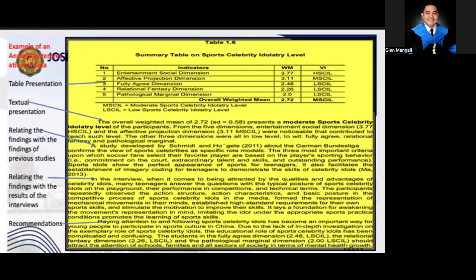After stating the facts in the textual presentation, you need to relate the findings with the findings of the previous studies, either it supported your claims or it opposes your claim. In the third paragraph, you relate the findings with the result of either interviews or other sources of data to triangulate your result. And then finally, in the last part of your paragraph, you give some sort of recommendation to further understand and appreciate the result that you have obtained. That's one way of doing that.